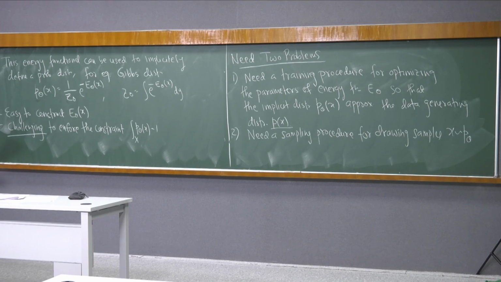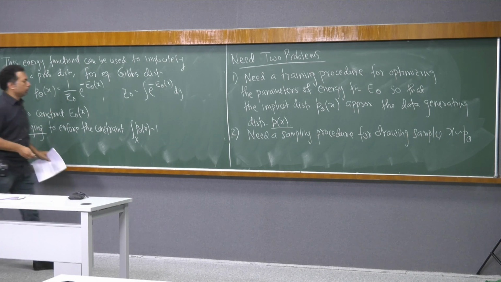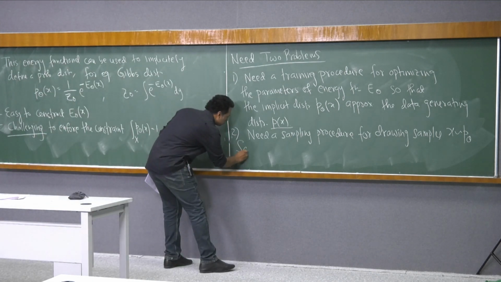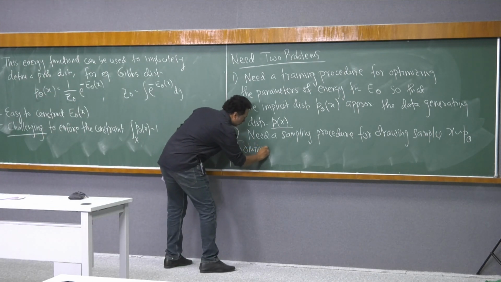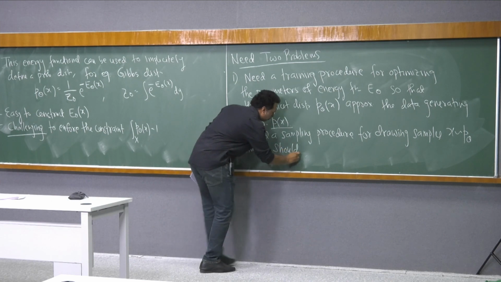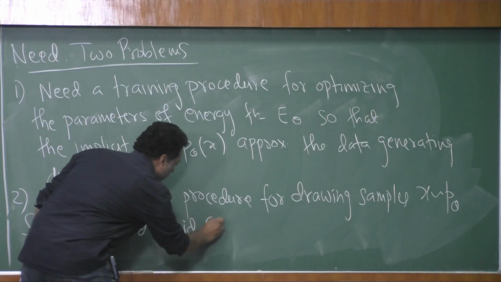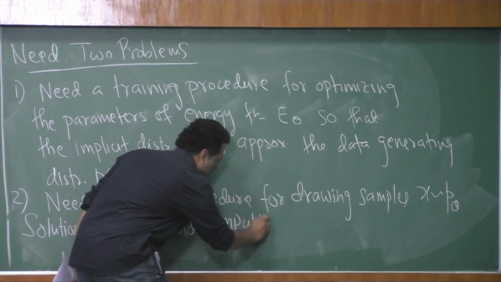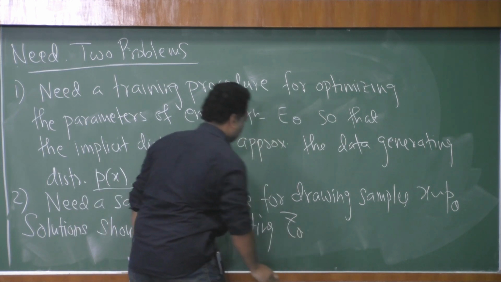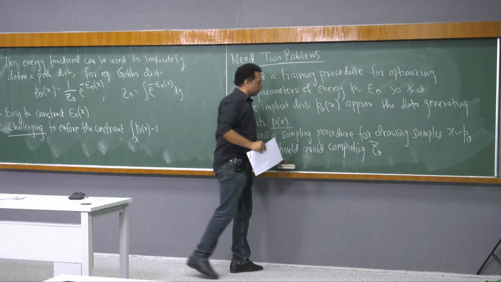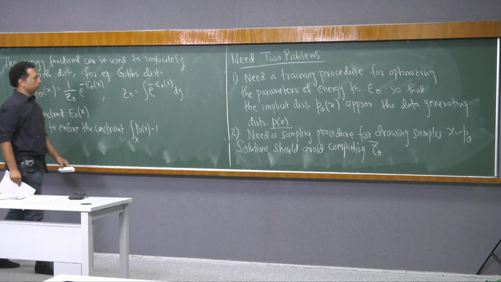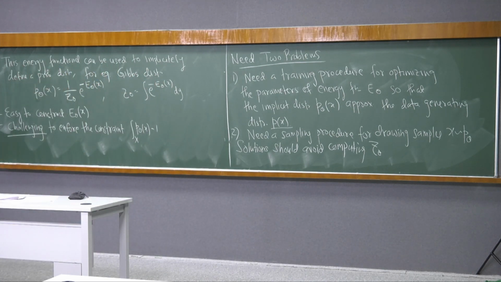So the solution to both the problems should avoid, as I said, computing Z theta. Any solutions that you come up with should avoid computing Z theta. So these are the two challenges you have, and then you have to build a way to compute P theta, which is close to Px.